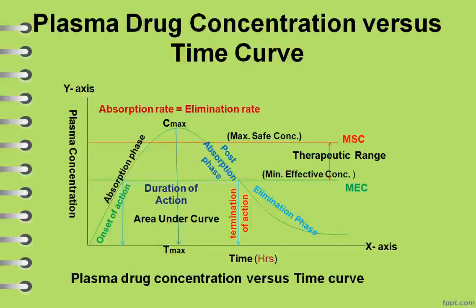Next is the plasma concentration versus time curve, to explain how the drug acts or shows the effect after absorption, as shown in the plasma concentration versus time curve. What is the effect of concentration on production of response, or dose response?